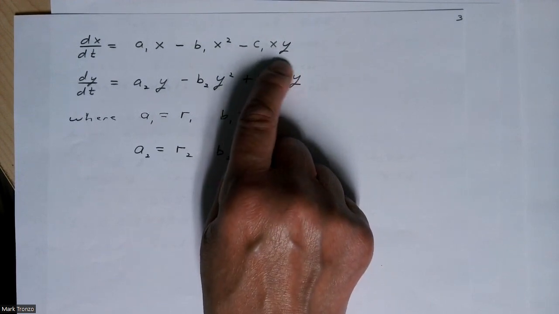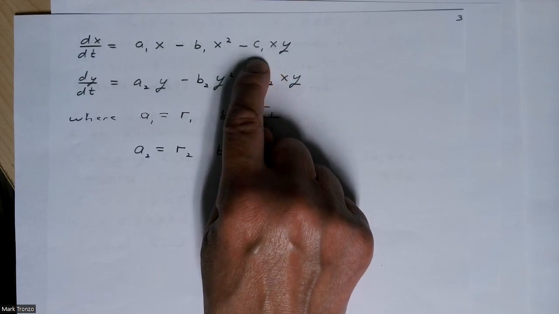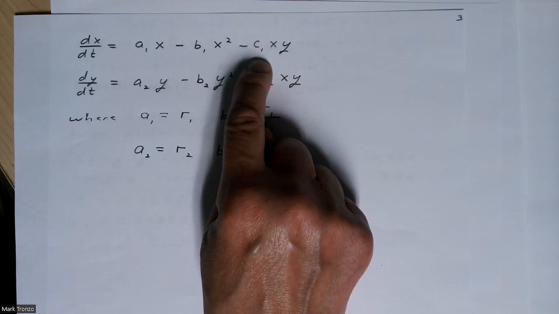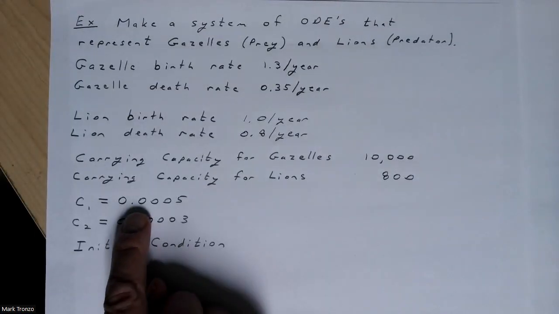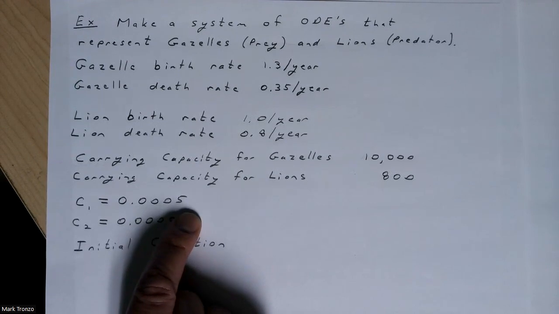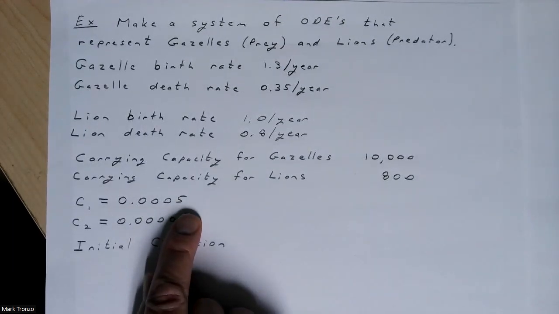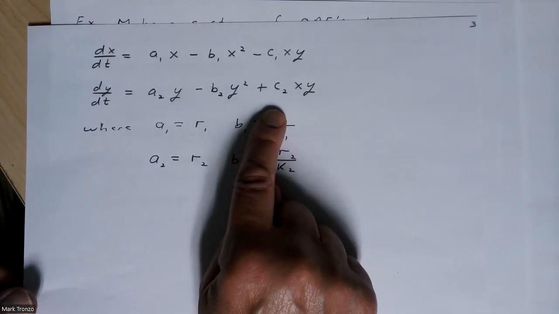Even though there's a lot of gazelles and lions interacting, if the gazelles are able to get away, this number will be very small. On the other hand, if the lions are able to catch them a lot, then this number is going to be bigger. So I put this number down as 0.0005. Again, that's just pulled out of the air, just an estimate, just to show how to set up the model. And the same with the C2 is an estimate.